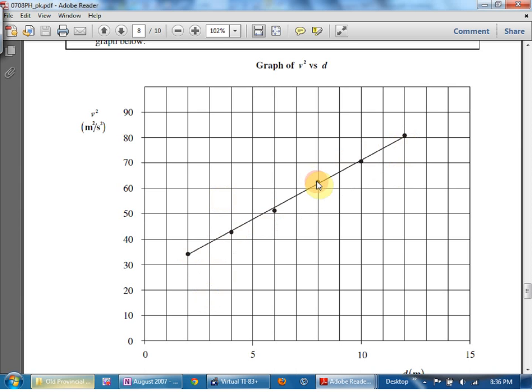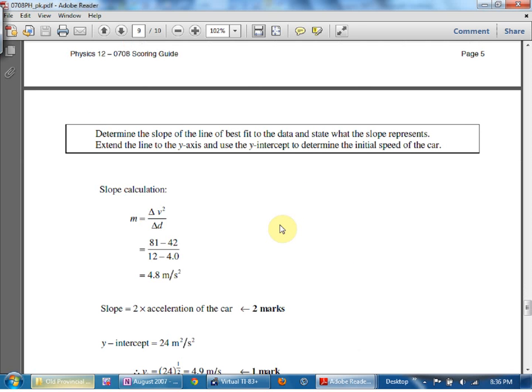Rise over run. Extend the line to the y-axis and use the y-intercept to determine the initial speed of the car. So with your ruler, right about there, 20 points something. 24, they're saying. And they mark these with a fair bit of leeway.